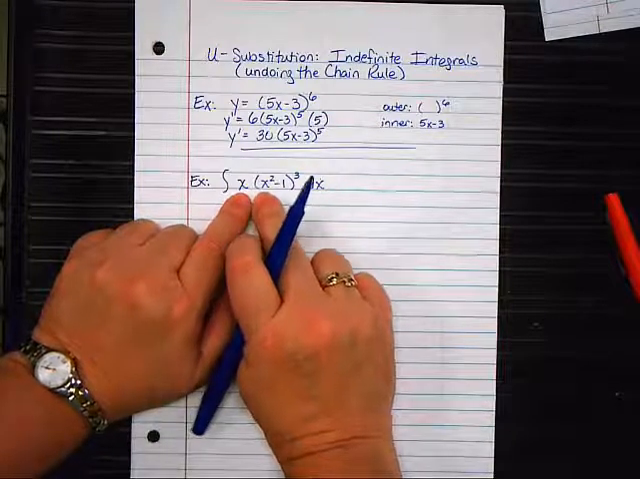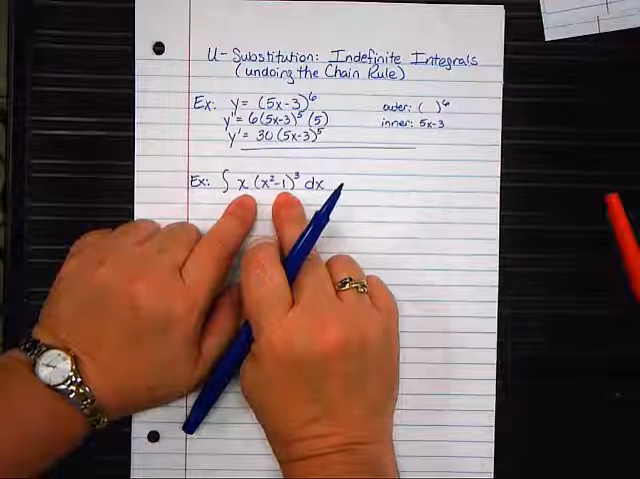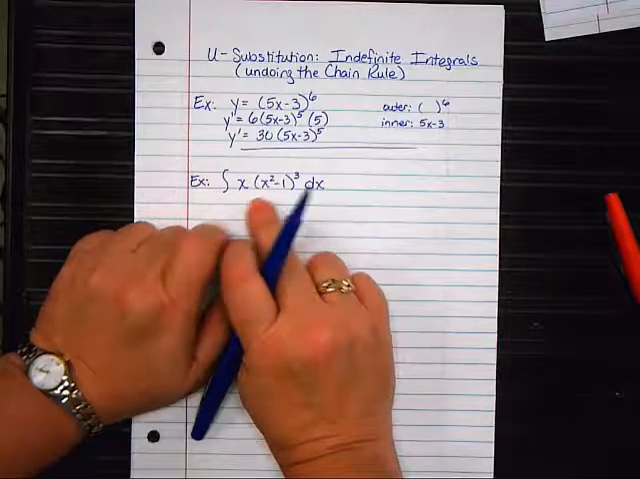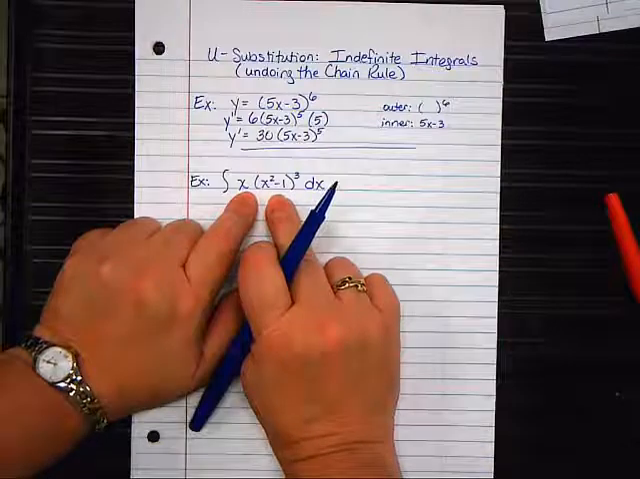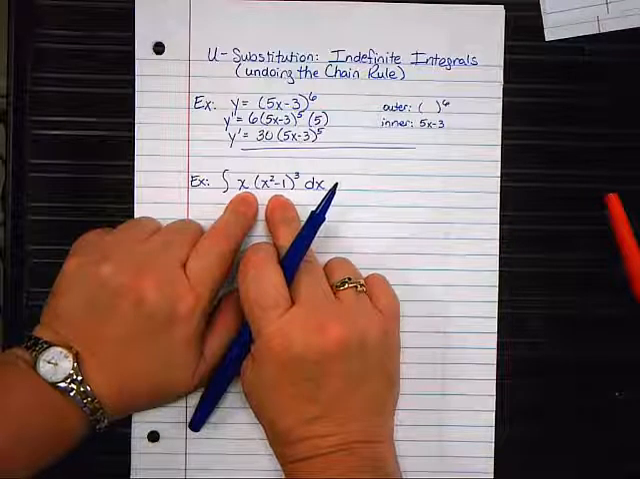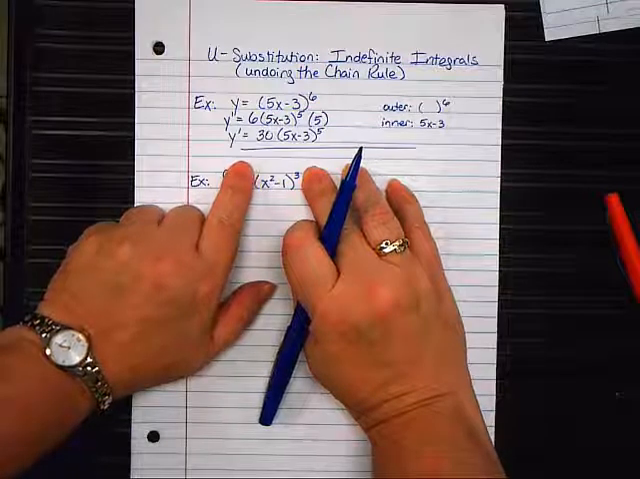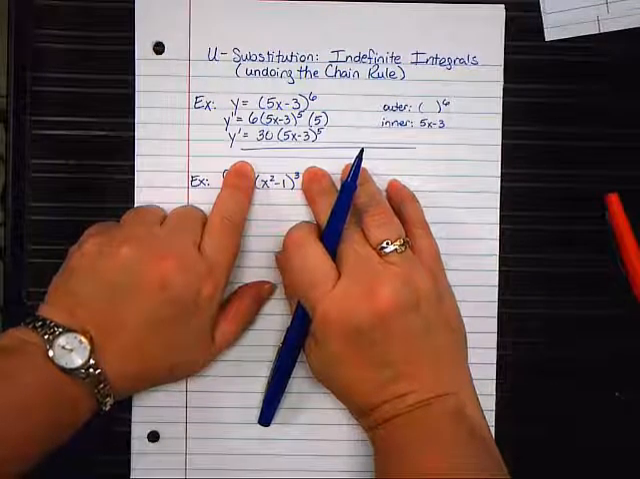Okay? How hard would it be to FOIL this out and multiply that x in there? Would that be worth your time? It'd be a lot of work. So this problem right here, because it's got multiple x's, is a good chain rule or U-substitution candidate. Also, that looks like a chain rule problem, doesn't it, right there? If you see something that looks like chain rule, it's going to be a good U-substitution problem.